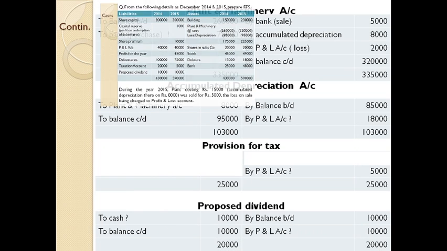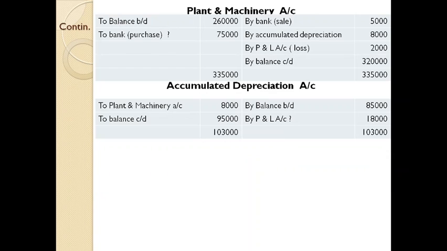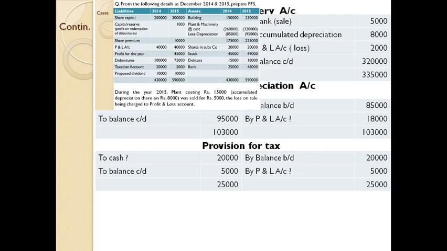And you know how to prepare provision for tax and proposed dividend. You all know how to prepare provision for tax. It has to begin with recording the opening balance as well as the closing balance. Opening balance is 20,000, closing balance is 5,000. Since there is no other information, this 20,000 has to be considered as the to cash amount. That is, to cash 20,000, and the remaining amount is by P&L. 5,000 has to be written again here. That is how you have to prepare provision for tax.